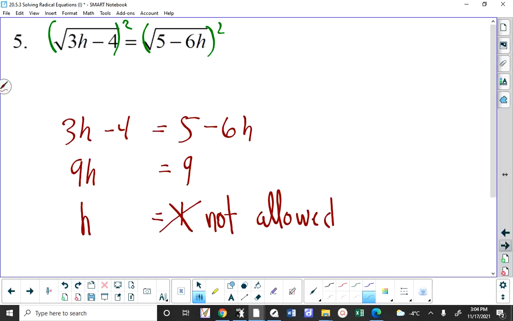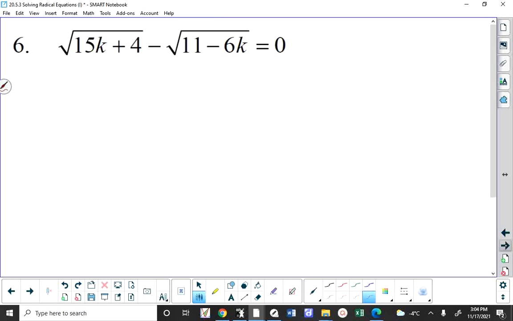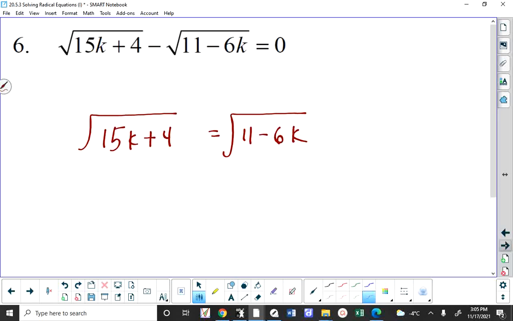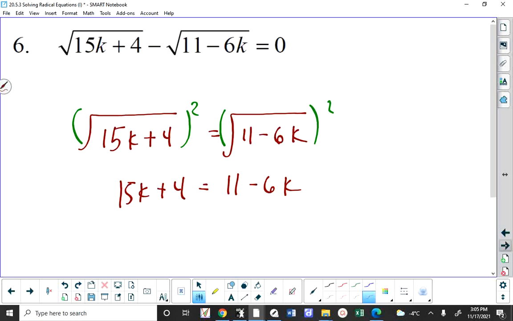Final example is very similar to number 5, but we have to, so you're not isolating a radical, you're isolating both radicals. You're putting them on opposite sides of the equation. So if I have root 15k plus 4 equals root 11 minus 6k, I can now square both sides. What do I get? 15k plus 4 equals 11 minus 6k. That's candy stealing territory from a baby.